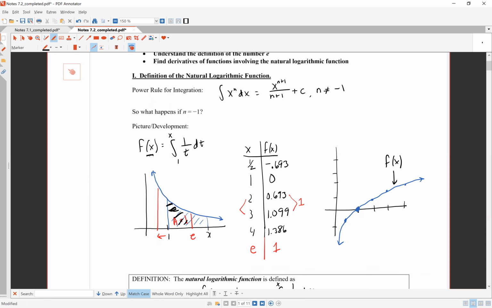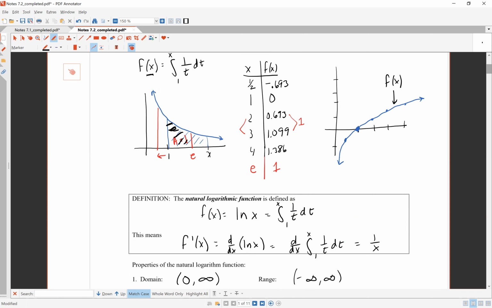And then we know from the fundamental theorem of calculus that the derivative of f of x is just 1 over x. The derivative of that area function is just 1 over x. So basically this is a new thing that we're doing here. We're taking this integral, which is just the area under the curve 1 over t from 1 to x, and we're going to call that function ln of x. It behaves like a logarithm where the base is e, and you can actually prove that.